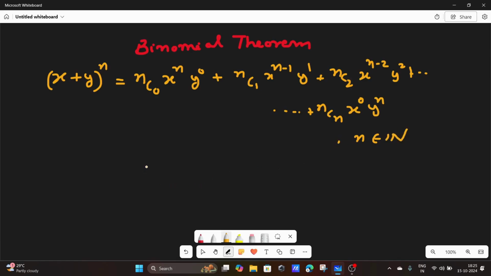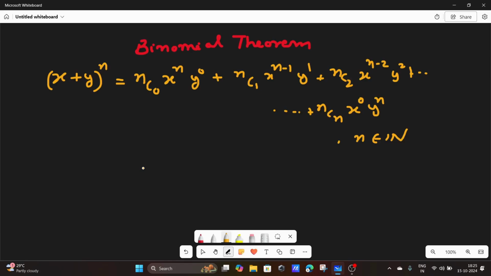Okay, how to prove this one? Actually, this is the syllabus of class 11th maths. To prove this one, we have to use induction. But I want to tell you the proof of the binomial theorem without using mathematical induction. For this, a little bit of permutations and combinations concept is required.